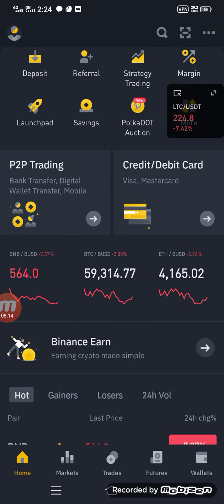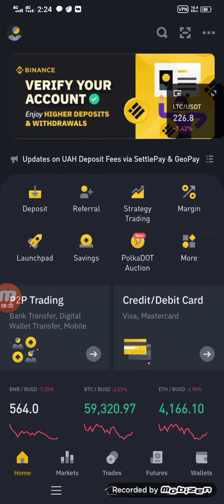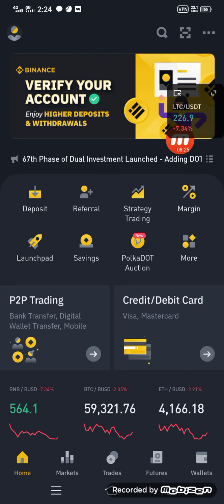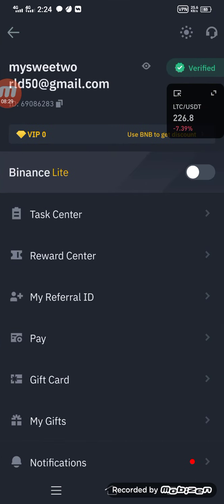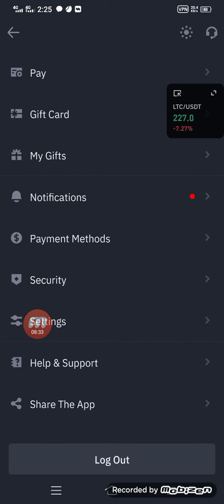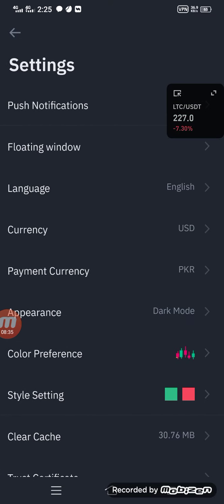BTC is also here. BTC, ETH, BNB are in the position. Now I will show the floating setting. You can come here and go to settings, click settings, and click on this floating window.